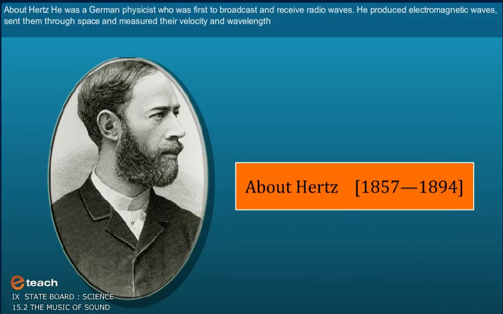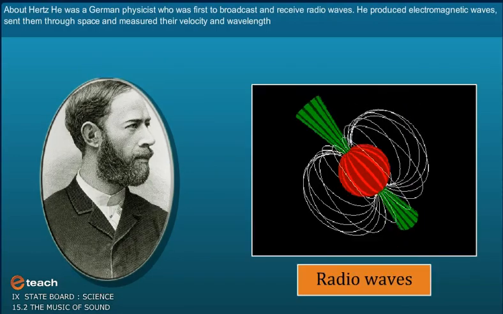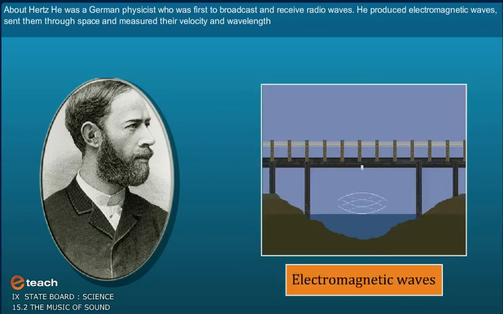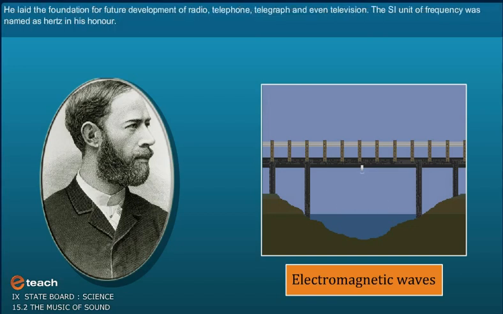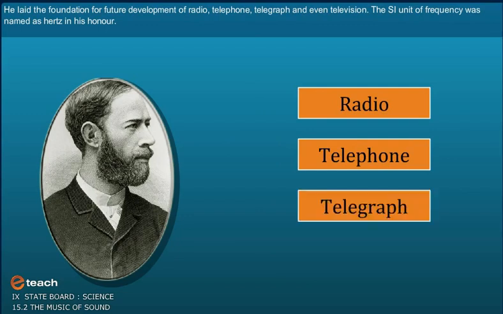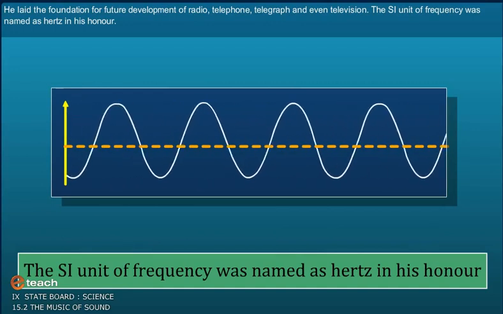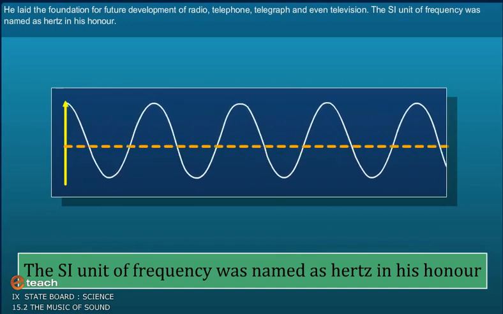About Hertz. Hertz was a German physicist who was first to broadcast and receive radio waves. He produced electromagnetic waves, sent them through space and measured their velocity and wavelength. He laid the foundation for future development of radio, telephone, telegraph and even television. The SI unit of frequency was named as Hertz in his honor.